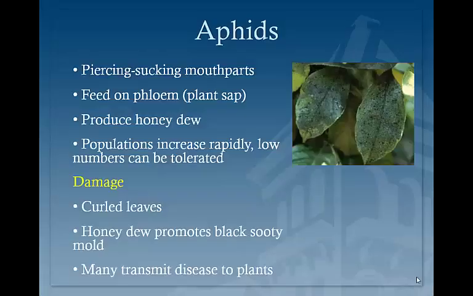We know that they have piercing, sucking mouth parts, as we talked about earlier, feed on phloem. They produce that honeydew that we talked about, reproduce rapidly. They can cause damage to the leaves. We saw some curled leaves earlier. Honeydew, again, can promote that sooty mold. Aphids can transmit diseases to plants, too. And so just recognizing that, there's some aphids that can cause disease. Okay.